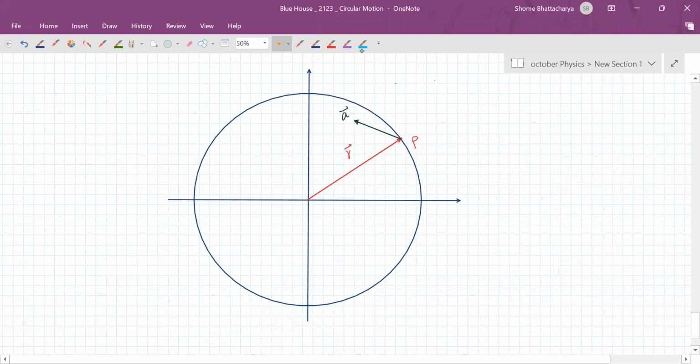So the acceleration vector now consists of two components. A centripetal component points like this, and a tangential component points like this.